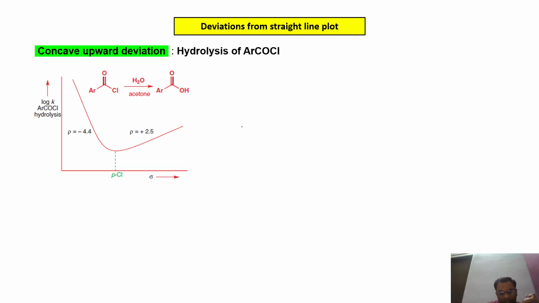Let me explain in detail. This is your acid chloride, and if we have a para-methoxy group, after addition of water, polarization will take place, and this kind of mechanism can be possible.